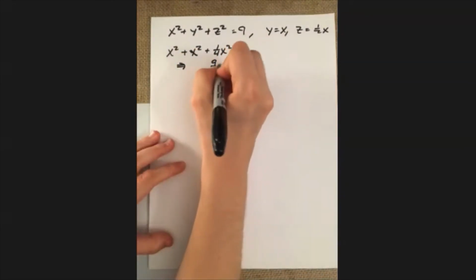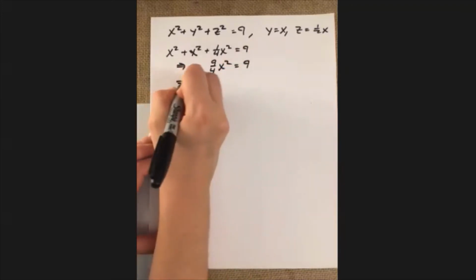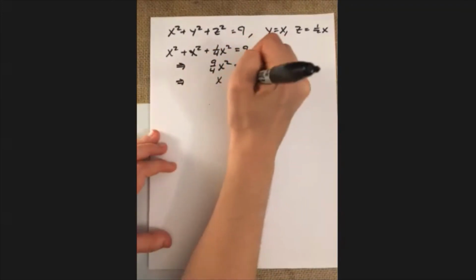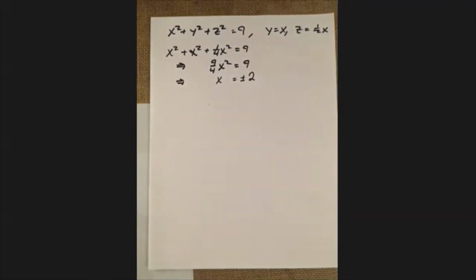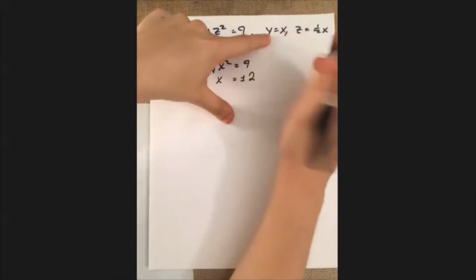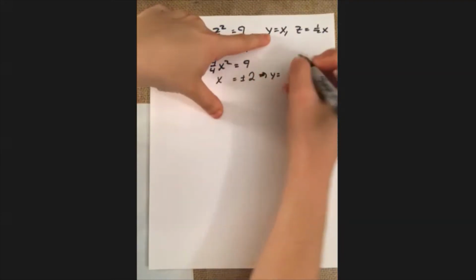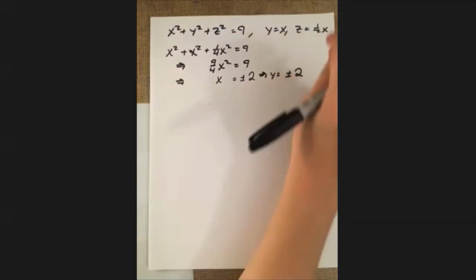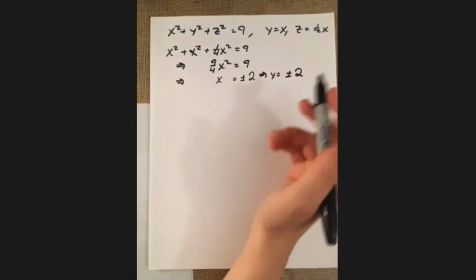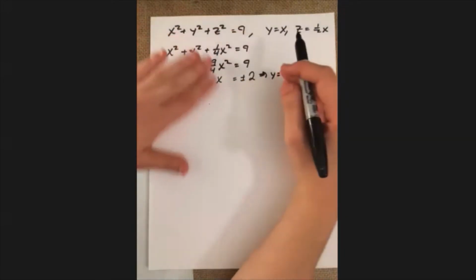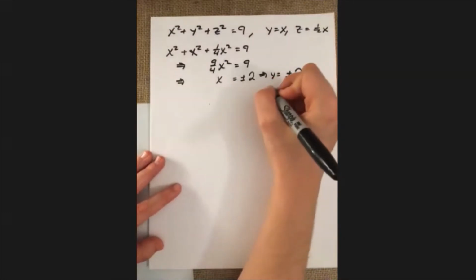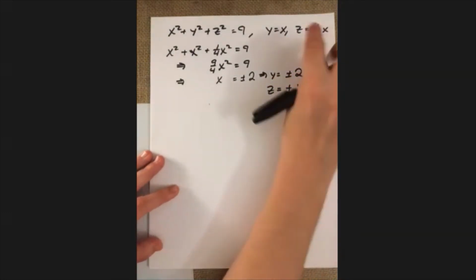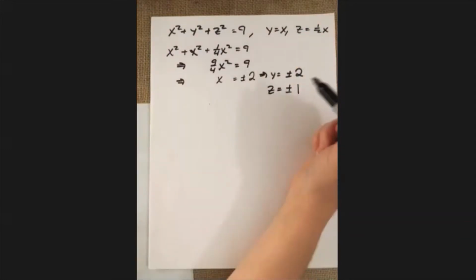So 9 over 4 x squared equals 9, which means then that x has to be equal to plus or minus, very important, 2. Okay, so here we have that y is equal to plus or minus 2 as well, because y is actually equal to x. We don't have the issue with the signs mismatching or anything like that, because we're just specifically told y matches x. And then same idea here, z is equal to, I guess, plus or minus 1 now. Okay, again, the signs agree always.